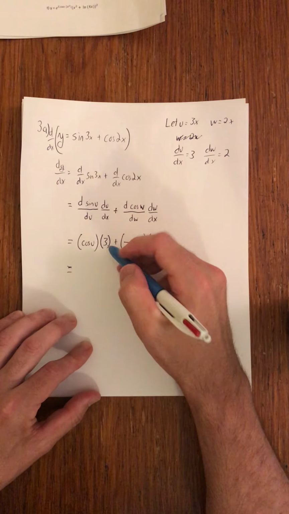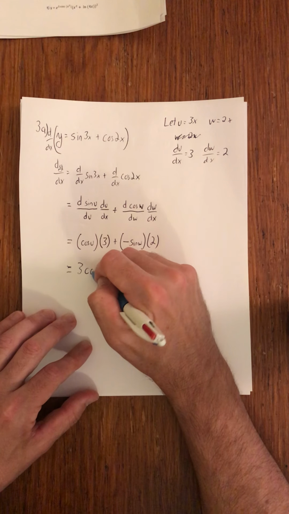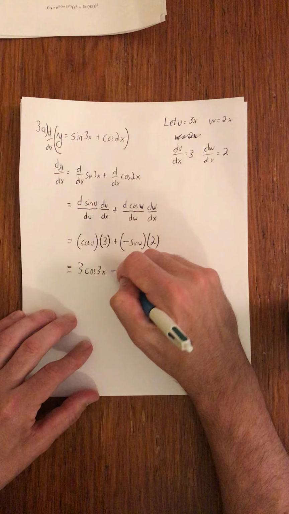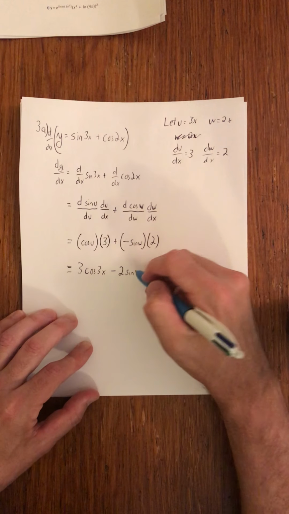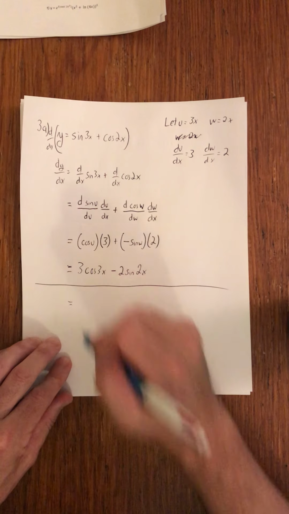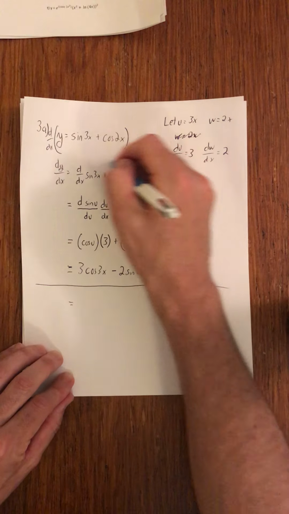Let me move my coefficients out front so you don't think it's part of the argument of the cosine function. 3 cosine of 3x minus 2 sine of 2x. Boom, and I'm done. Let me show you another way. So this step would come after this step.